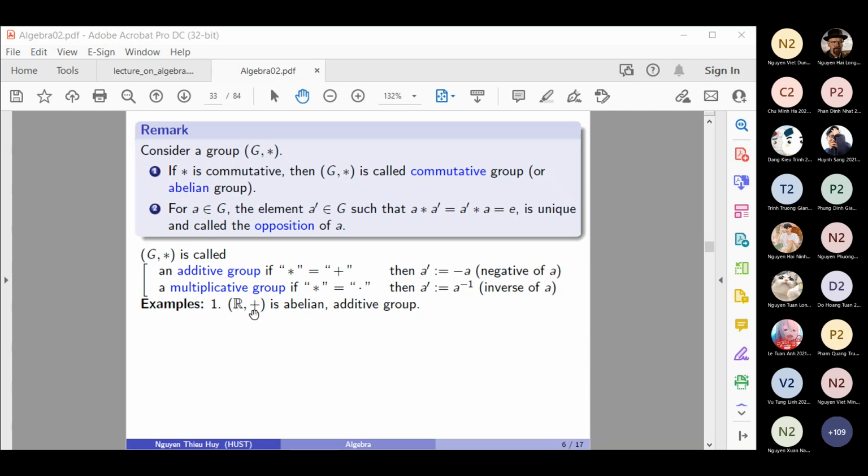Good. And what is more, I want to ask you, what about R with multiplication? Is that a group or not? If it is a group, why? And if it is not a group, tell me the reason why.